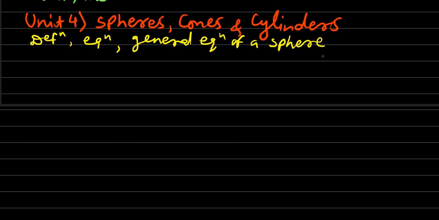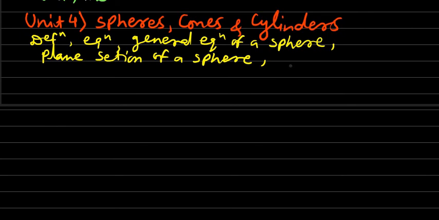Then we are going to study the sphere through given points. If 4 points are given, then how to find the equation of a sphere which passes through the given 4 points. Then plane section of a sphere, this is also an important article. What is meant by the plane section? By the plane section of a sphere, we mean the intersection of a sphere with a plane.